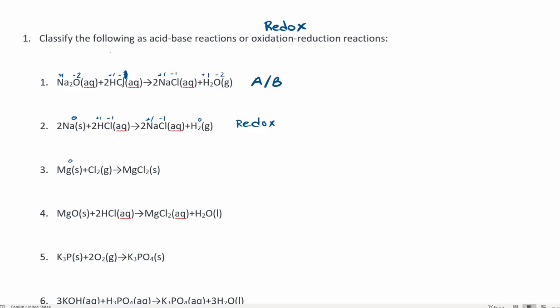Here, again, magnesium is at a 0, so is chlorine. Elemental states are defined as having an oxidation state of 0. In magnesium chloride, magnesium is a +2, chlorine is a -1. So magnesium is being oxidized, chlorine is being reduced. This is a redox reaction.